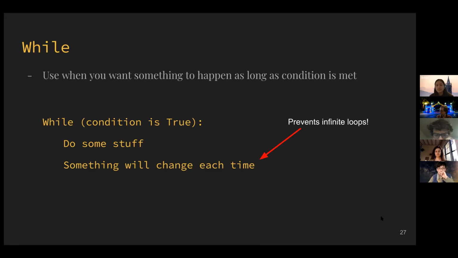We talked about how, in my opinion, for loops, you would use them to go through something like a list or a string. But with a while loop, you would use it to do something under a certain condition.